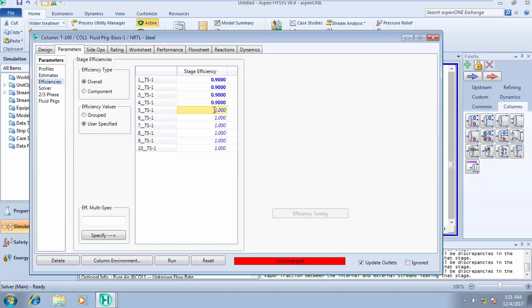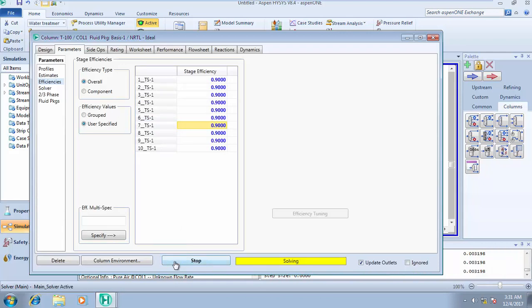90%, we have to change all the stages to 0.9. So after doing this, all I need to do is click on reset and run, and let's see. Give a little time. It's solving.